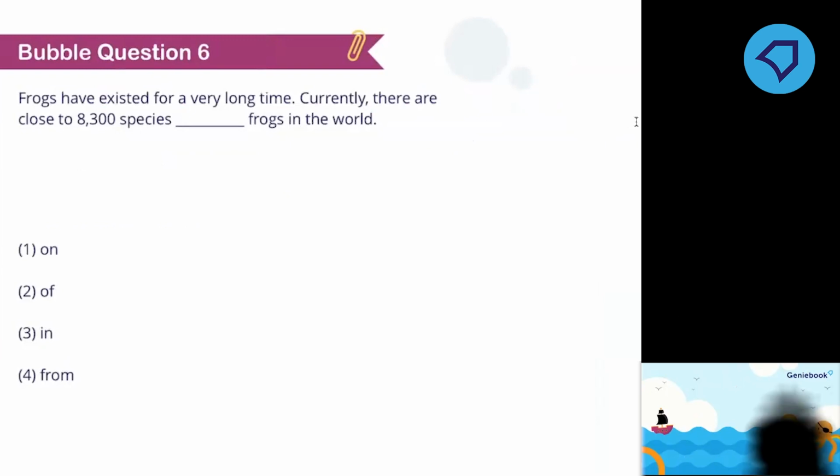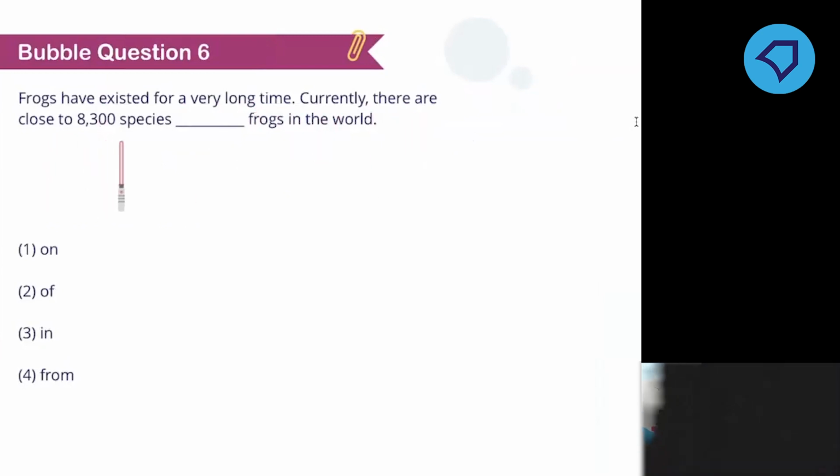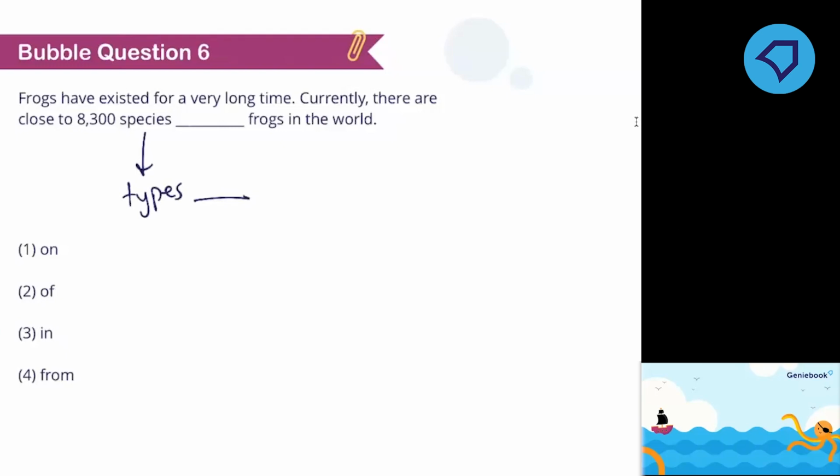Frogs have existed for a very long time. Currently, there are close to 8,300 species. This is types. So if you use the word types, you know what comes next, right? Species of frogs in the world.